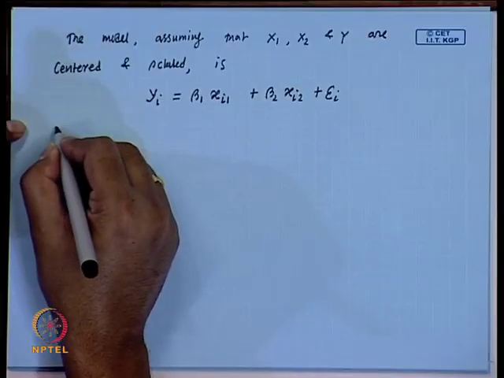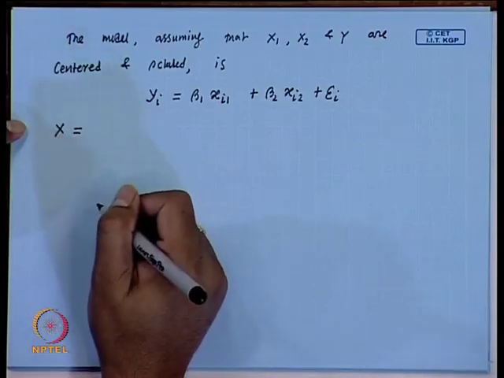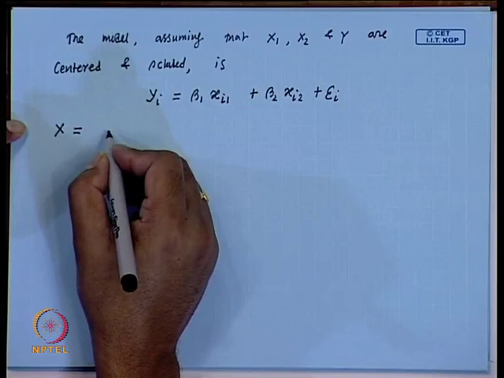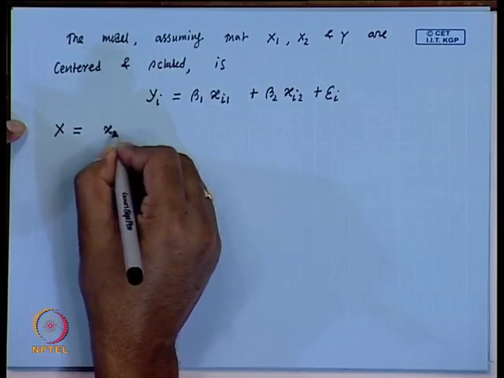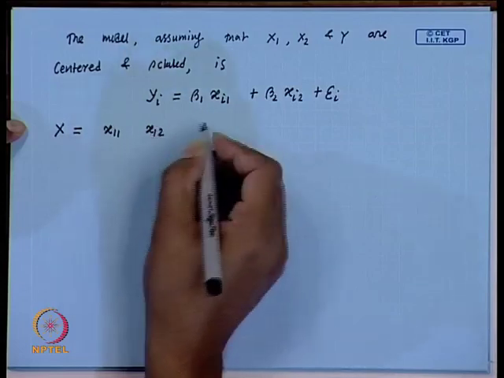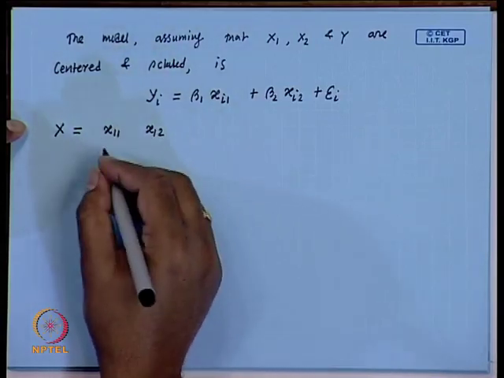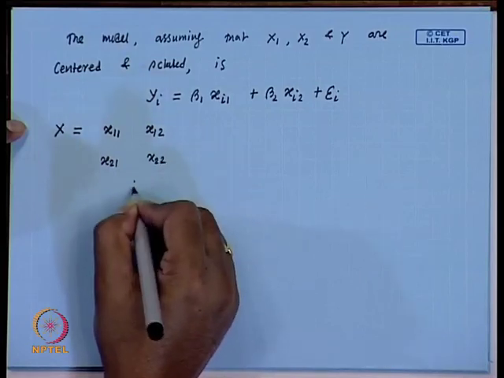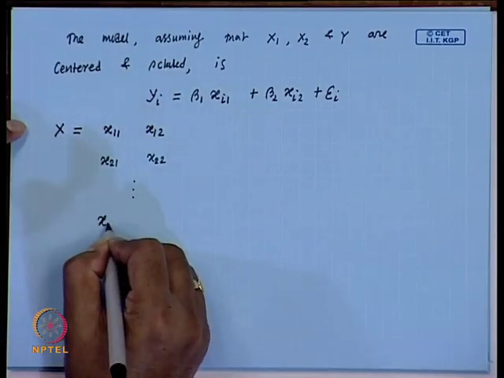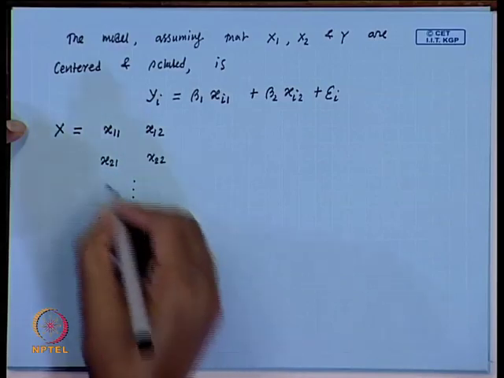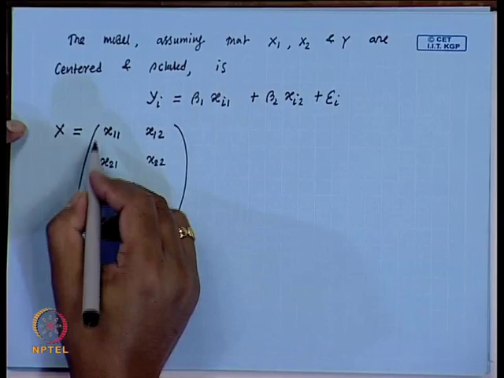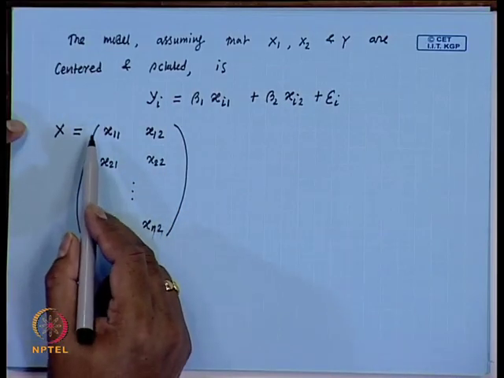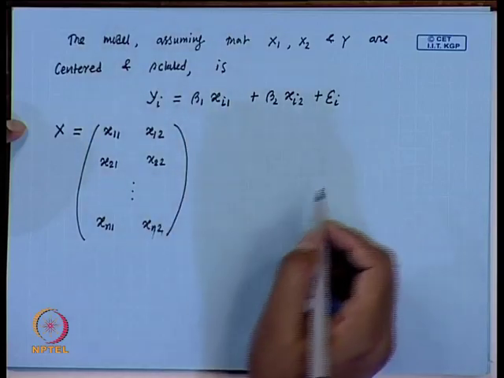Well, so now next we will write down the X matrix for this model. So the X matrix is equal to basically X 1 1, X 1 2. I am writing small, that means this is the transformed data, X 2 1, X 2 2, and X n 1, X n 2. See that the column of 1s is not there; that column is associated with the intercept beta naught.